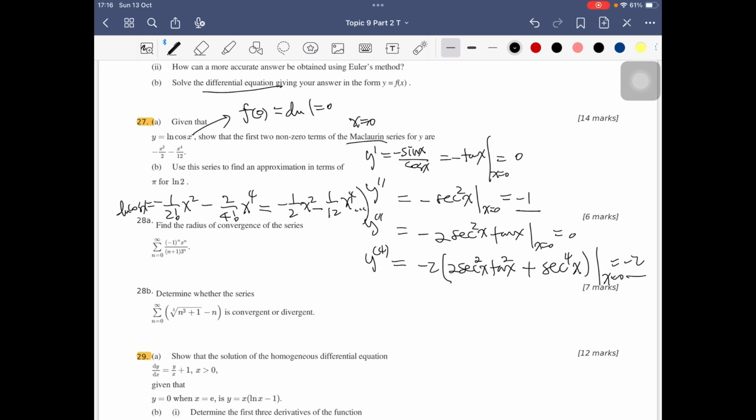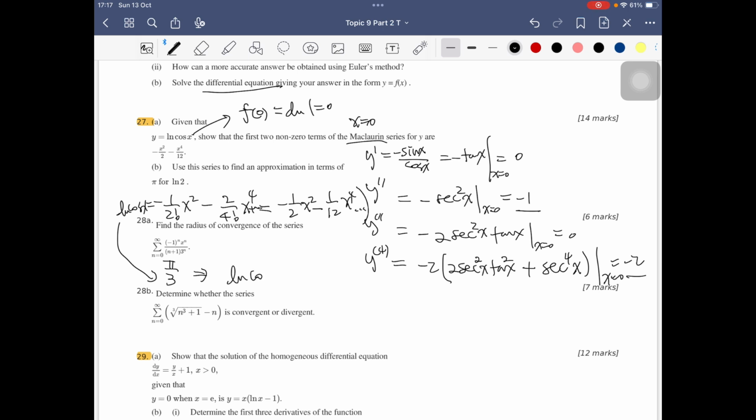But the question is, use this series approximation in terms of pi for ln 2. So we need to find ln 2 from here. So cos and ln 2 is quite close. We know only three values of cos x. No, actually we know like 0 and 1 more, but anyway. So cos pi over 6 is square root of 3 over 2. Pi over 4 is square root of 2 over 2. Pi over 3 is 1 over 2. So let's put pi over 3 here.